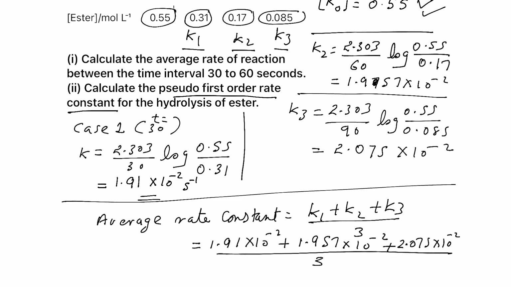Okay. See, if you want, you can take 1.911. Okay, now, see, adding and dividing, you will get final answer as, this is your final answer, 1.98 into 10 raised to minus 2 second inverse. Hope all of you understand. Easy, right?